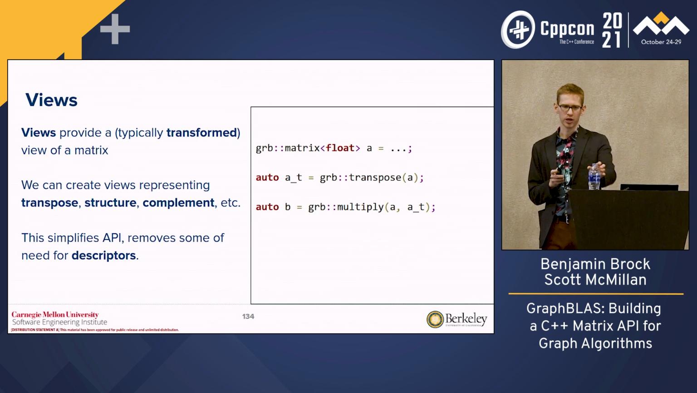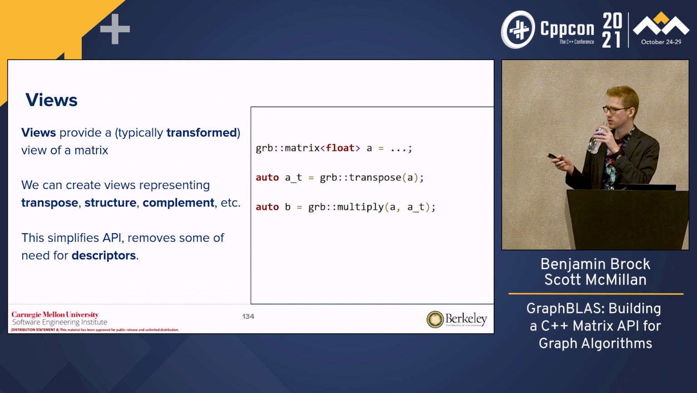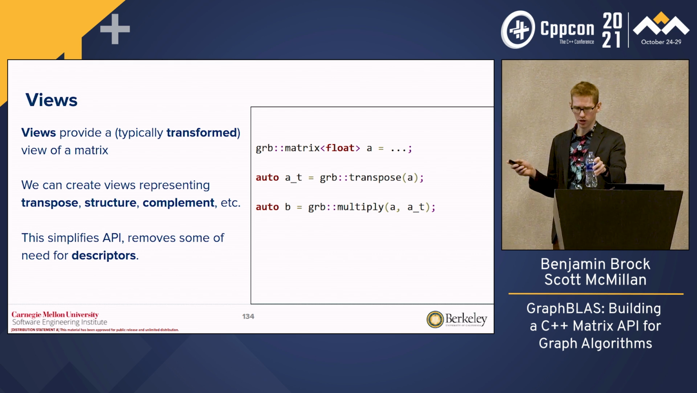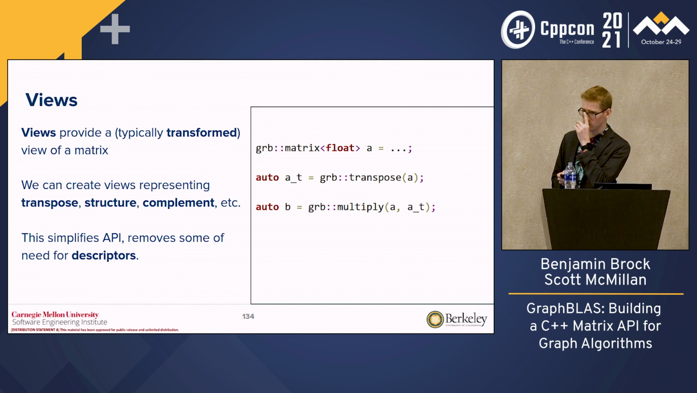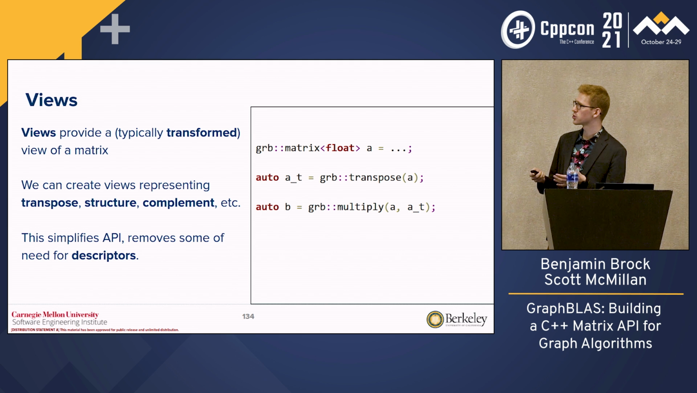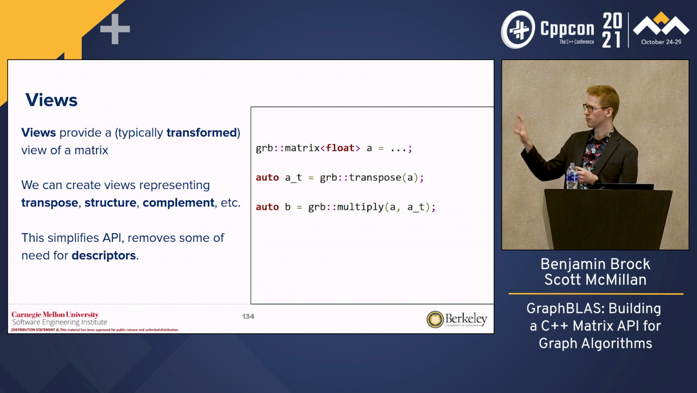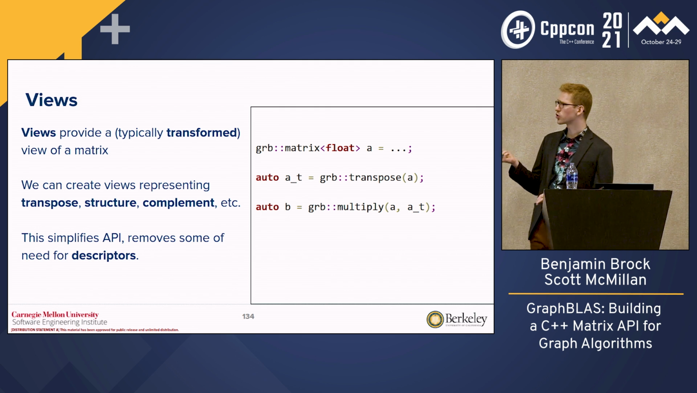Okay, the next thing I want to talk about is this last class of things called views. I also call them interpretations of certain objects. Views typically provide a transformed view of a matrix. This is analogous to a transform view in the ranges API. We can create views that represent, for example, transpose, structure, and complement, which are important views of matrices that I'll talk about later in the GraphBLAS algorithms. And these can greatly simplify the API.